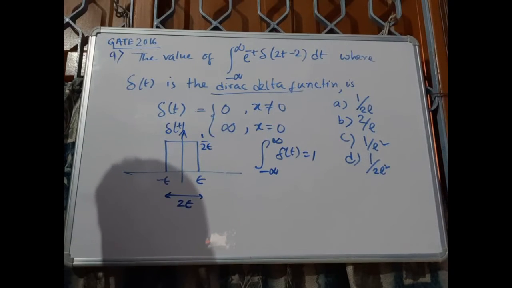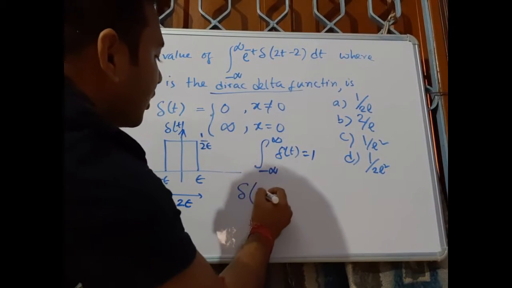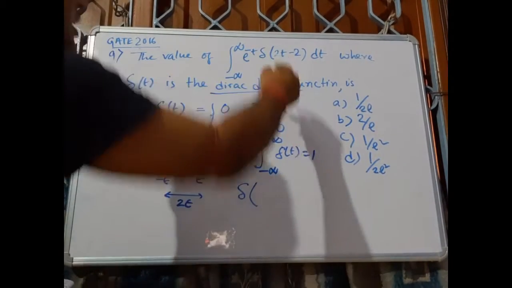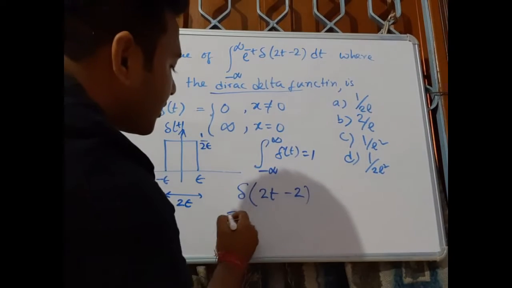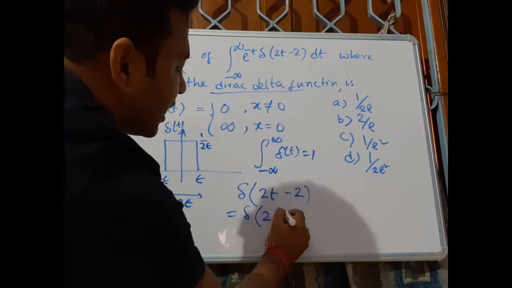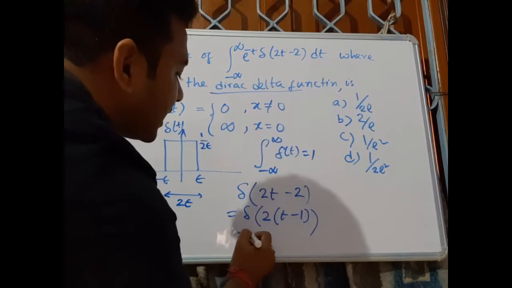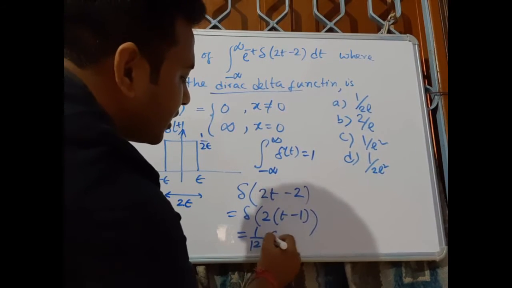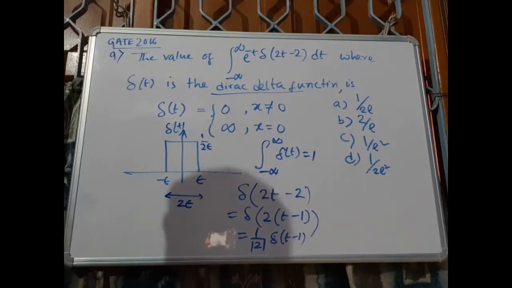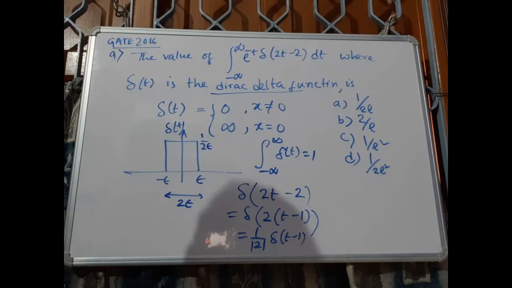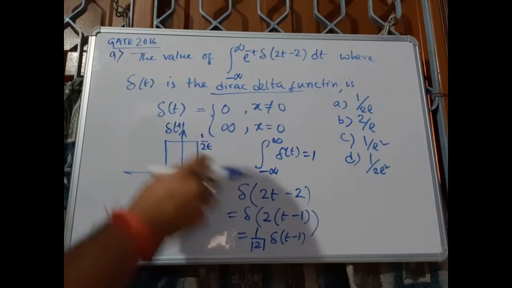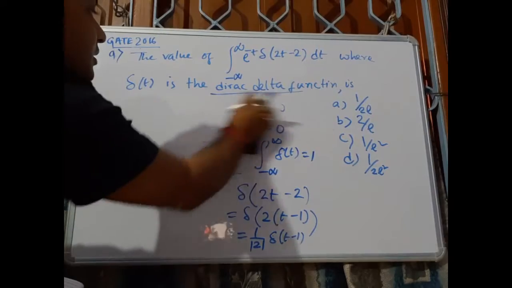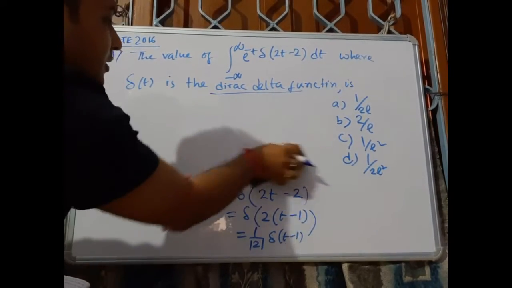Now one more thing you need to know: delta of 2t minus 2. If I take 2 common, this is delta of 2 times (t minus 1), and that is equal to 1 by mod 2 times delta of t minus 1. So this is the property. Now you have the function definition and a few of the properties of the Dirac delta function.